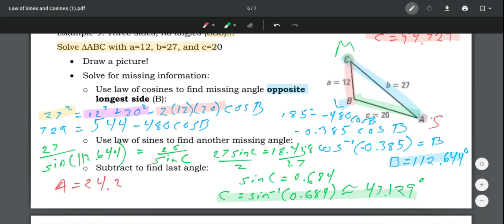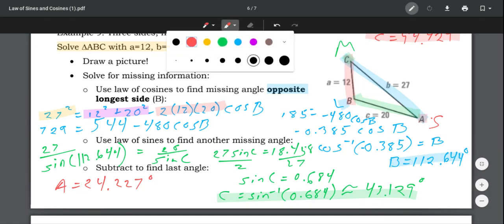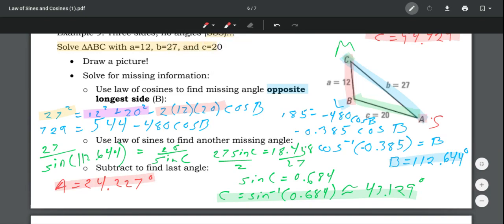24.227. And I always say go in this order, small, middle, large, and you can tell it worked out. My largest angle is B. My middle angle should have been C, which it is. It's 43.129. And my smallest angle was A, which is 24.227. All right. So that order in which we find the angles is important. Okay, guys. So make sure you do largest, middle, smallest.